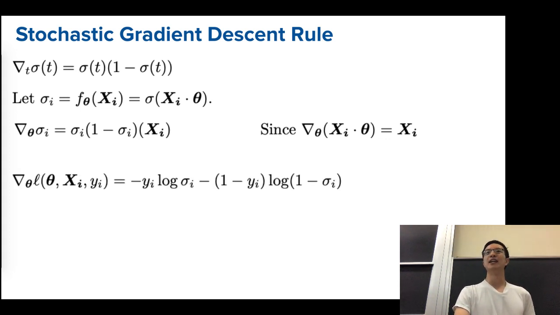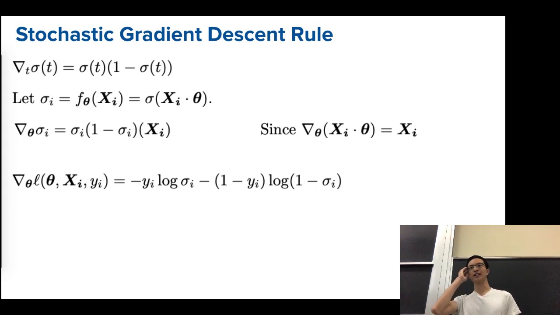Now we have the little l cross entropy loss. And sorry for this typo, there shouldn't be a gradient here. This is just the loss for a single point. The loss for a single point is a cross entropy loss, so it looks like negative y sub i times log of sigma, minus 1 minus y times log of 1 minus sigma.